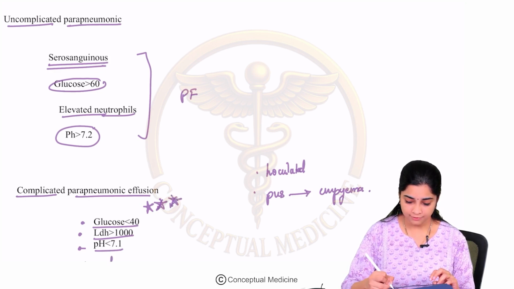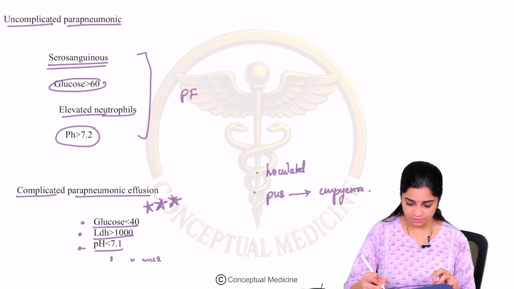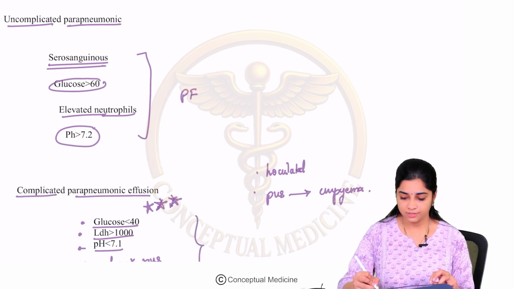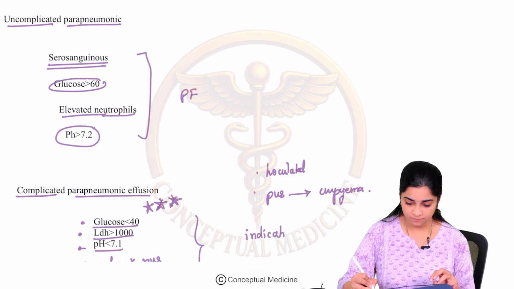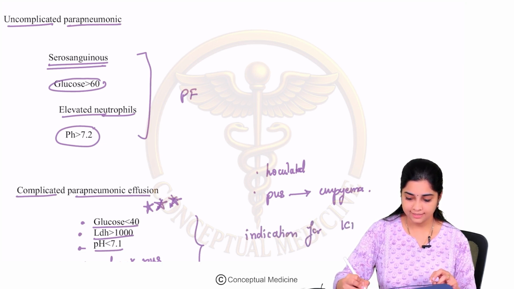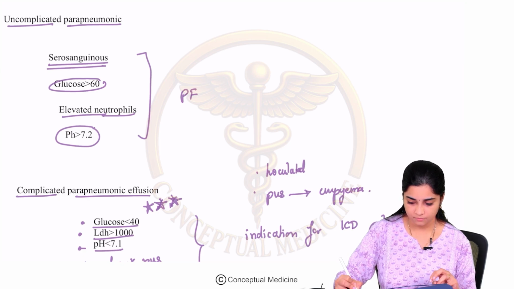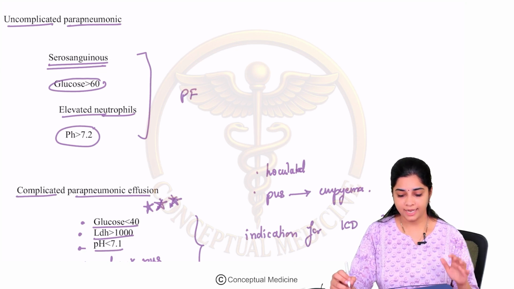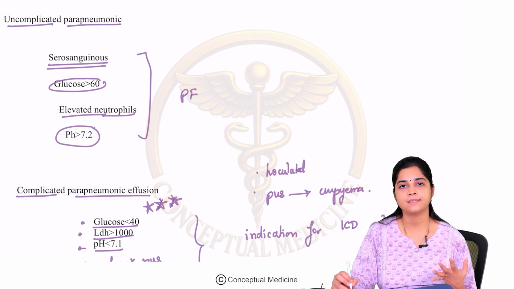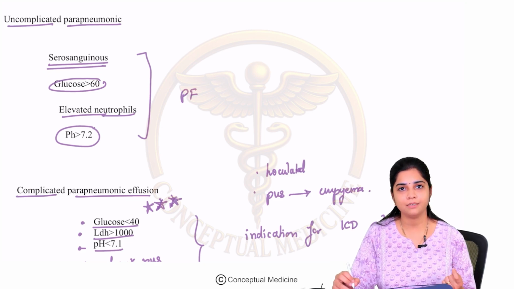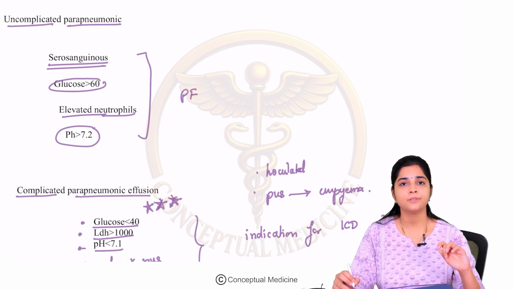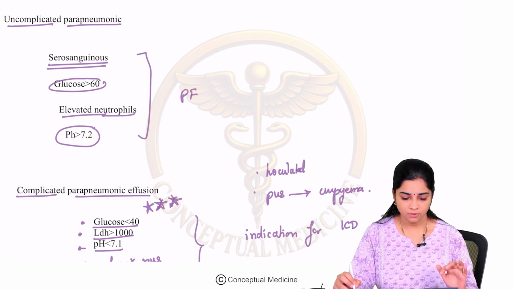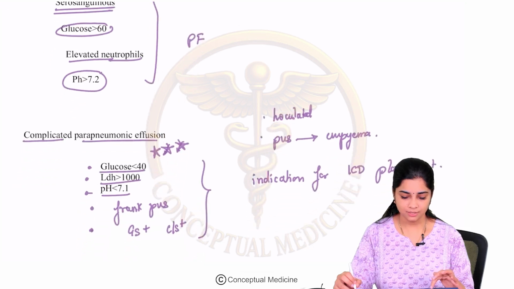And you can have frank pus in the pleural fluid aspirate, or you can find gram stain positive or culture positive. Then any of this is an indication for ICD placement. Okay, so this is a complicated parapneumonic effusion and this is an indication for your ICD placement. An ICD or a pigtail placement where you put a drain into the pleural cavity and you drain out the fluid. Alright, so that is about your parapneumonic effusions.